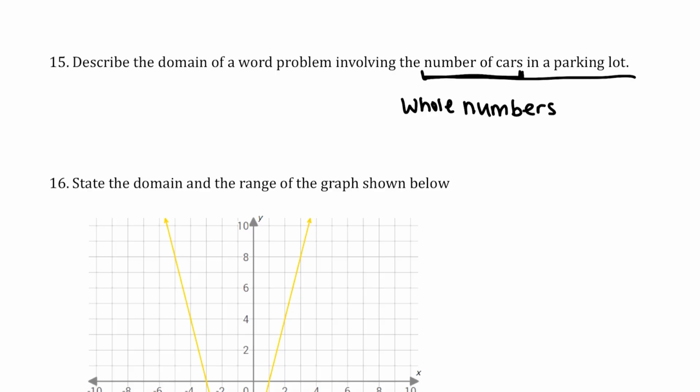Think of the number of cars. What range of numbers can we have here? Sorry, maybe I shouldn't use the word range because we're talking about domain. But what set of numbers can we have here, right? There can be no cars in a parking lot, and there can also be, I don't know, however many. It doesn't specify that this parking lot has a capacity, but also there can't be negative cars in the parking lot.